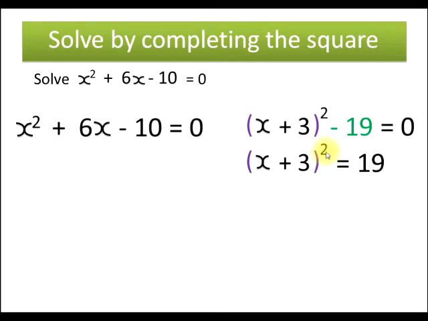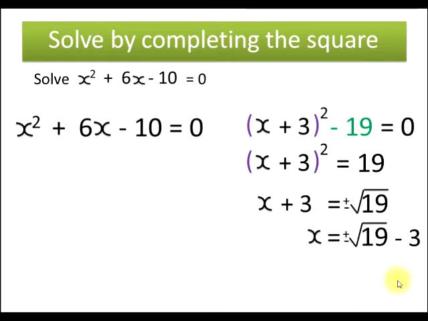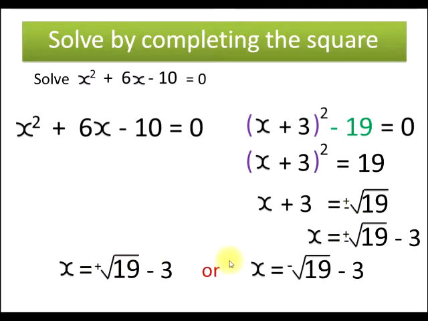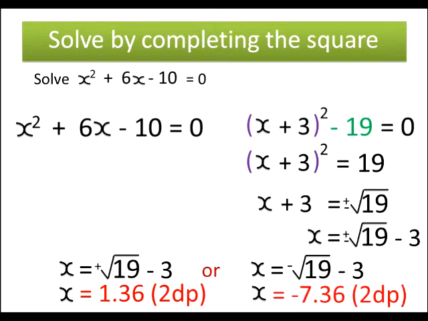Now remove the squared by square rooting. And remember, every square root has a positive and a negative value. What I mean is that 25 square rooted is 5, but it's also negative 5. Now to get x on its own, I'm going to subtract 3 from both sides, leaving me with this. So I'm going to do it once when it's a positive square root, and a second time when it's a negative square root. So I would get 1.36 to 2 decimal places and minus 7.36 to 2 decimal places.